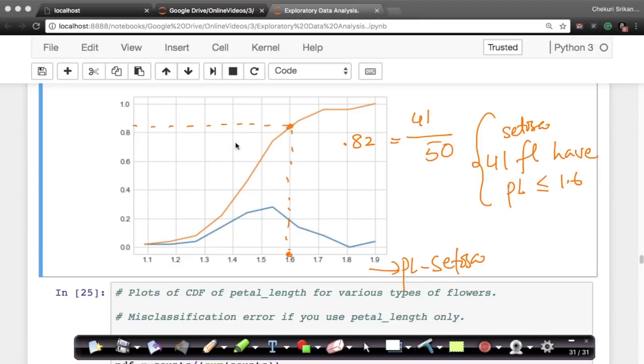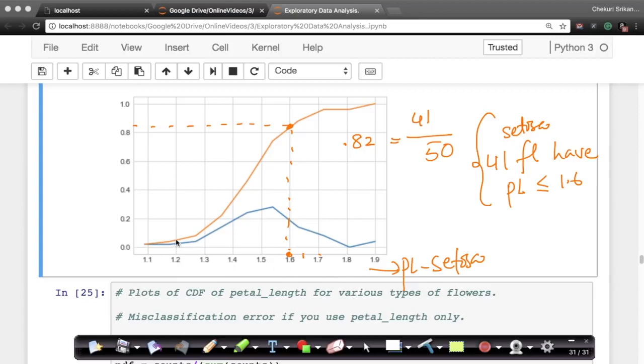Okay. And you keep repeating this for 1.6, 1.65, 1.7, so on and so forth, and you get this whole curve, right? That's how you construct your CDF. It's basically for every value of your petal length, or x-axis, you say how many points.